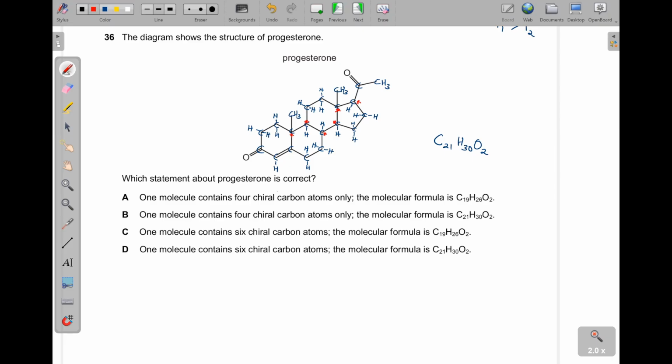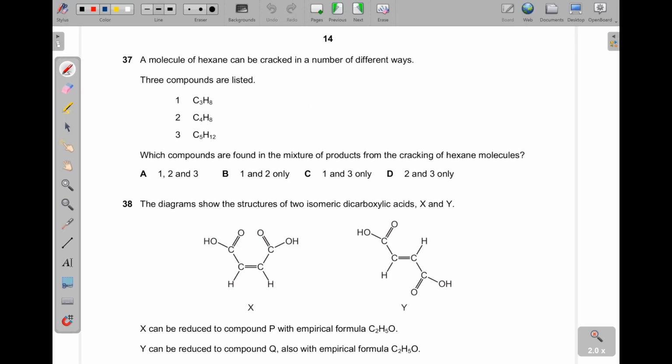Any other? So how many are those? 1, 2, 3, 4, 5, 6. So there are 6 chiral centers there. So meaning our answer here is D. 6 chiral carbons. Okay.